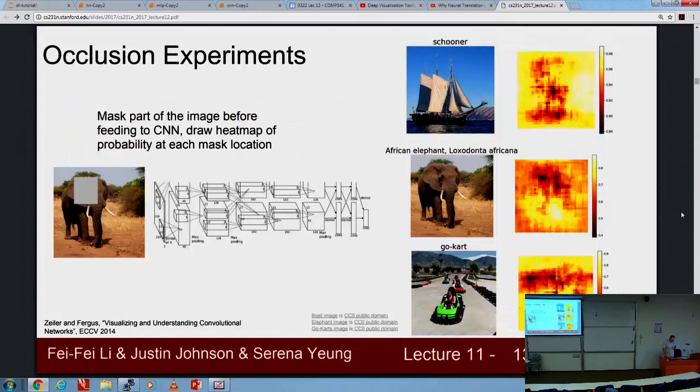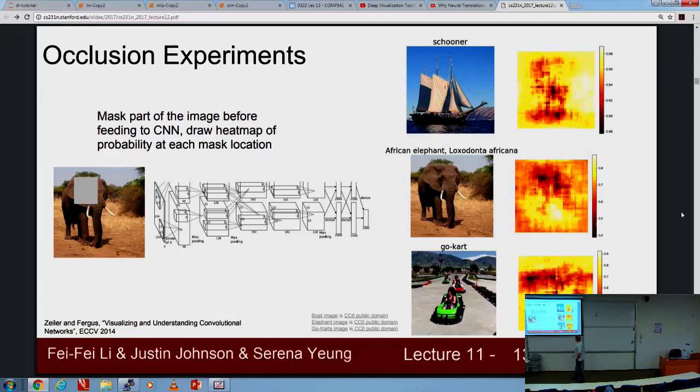I mentioned occlusion before. It's a very simple idea. You take an image like this, and it knows that it's an elephant, and then you take a gray box and you torture the network by occluding different parts of the image. You move this gray box all over and ask each time, are you sure this is an elephant? Are you sure this is an elephant? And you get maps like this. These maps basically give you the probability of the right class. So this is the probability of elephant, for example.